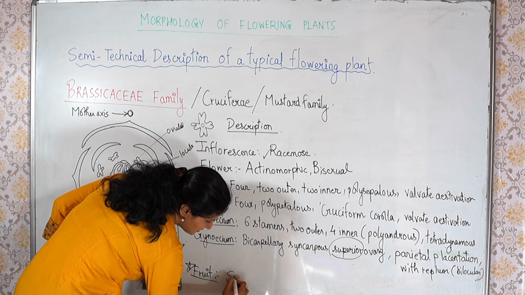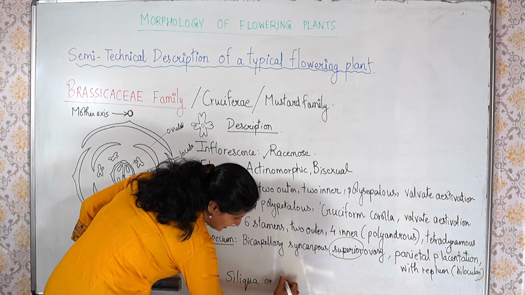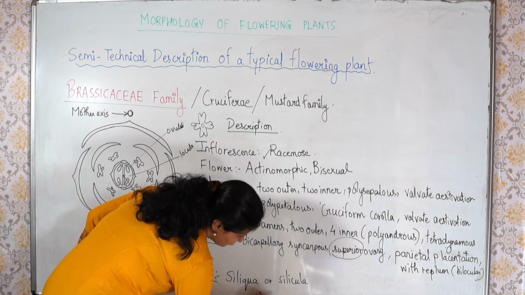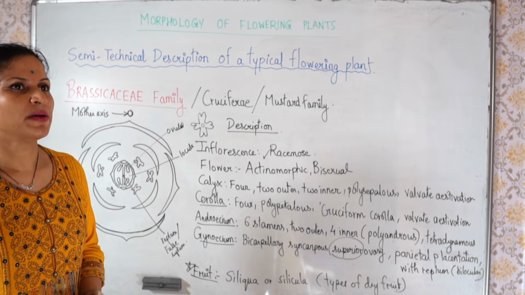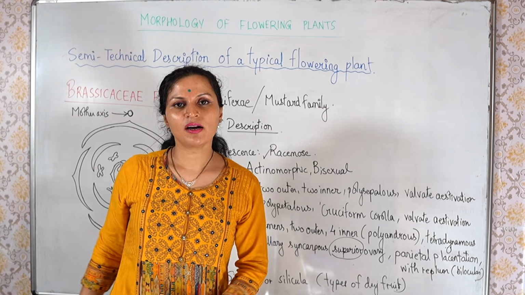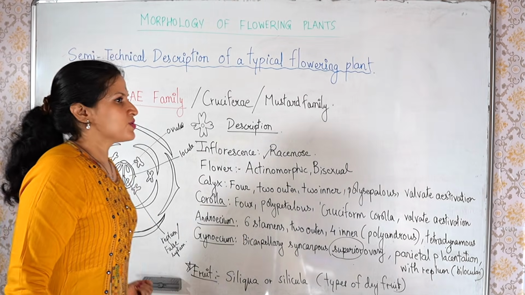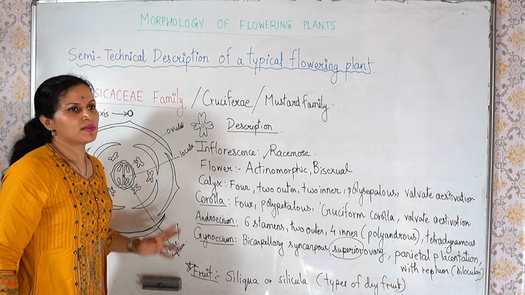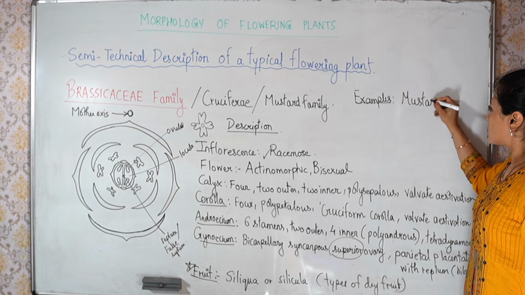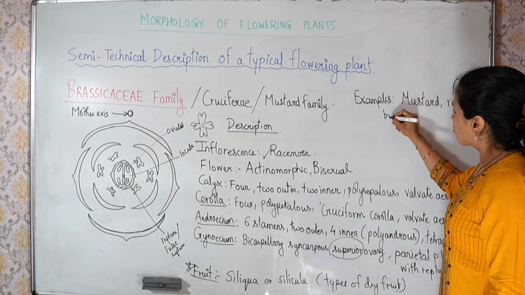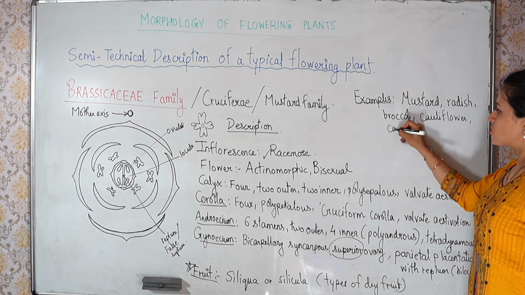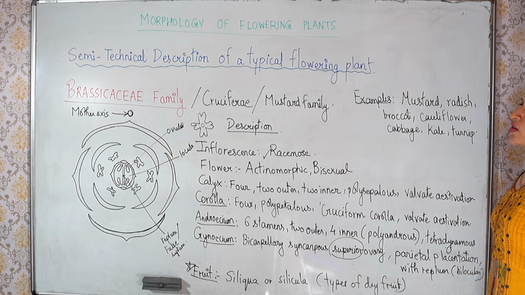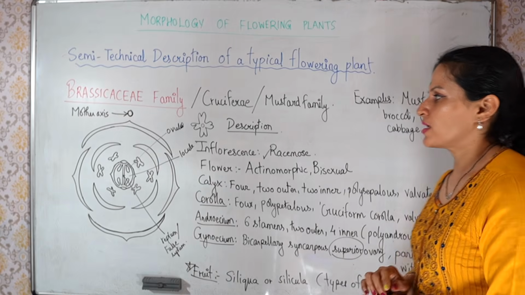So the fruit is siliqua or silicula, which are both types of dry fruits. You remember dry fruits in which the pericarp is not differentiated into epicarp, mesocarp and endocarp. They are the types of dry fruits which the mustard family makes. Examples: mustard, radish, broccoli, all these vegetables that you hate, cauliflower, cabbage, kale, turnip. Okay, these are the different examples of the Brassicaceae family.